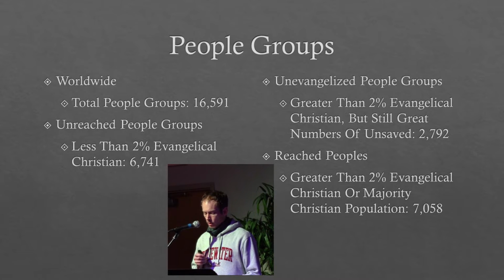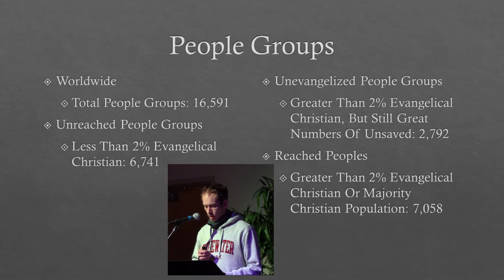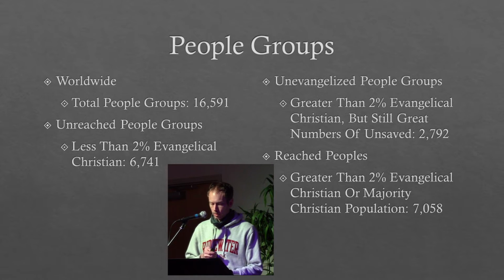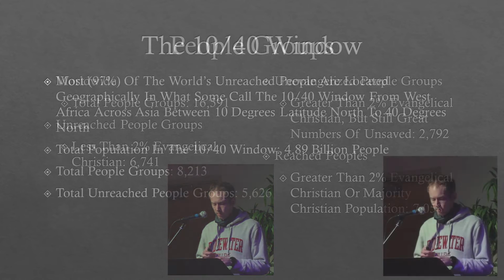Unevangelized, which would be greater than 2% evangelical but still have great numbers of unsaved, would be 2,792. And reached people groups, greater than 2% evangelical or majority Christian population, there's over 7,000.